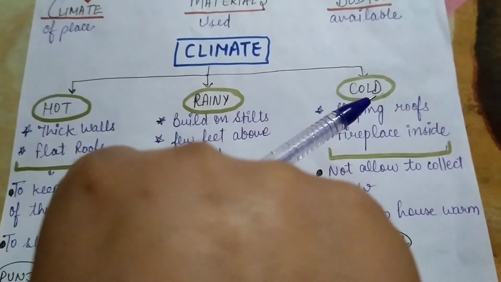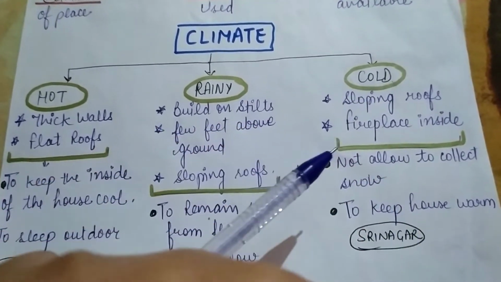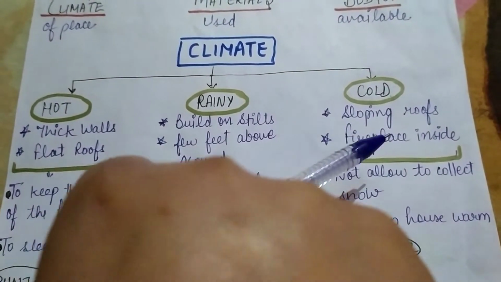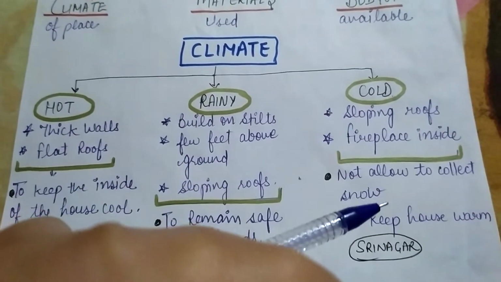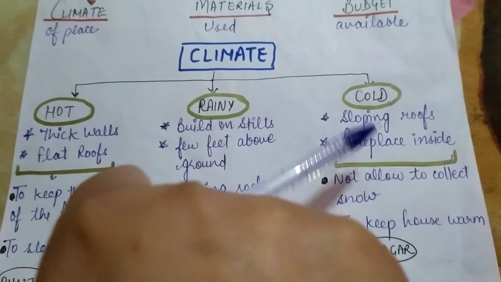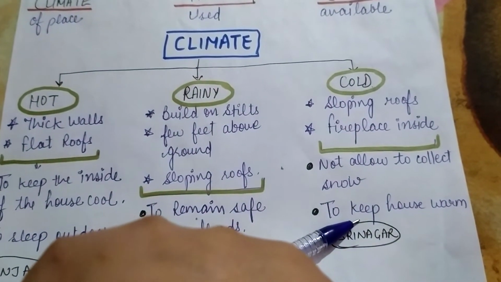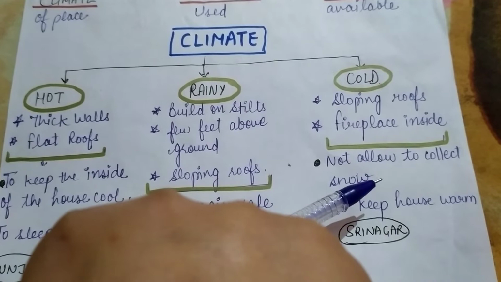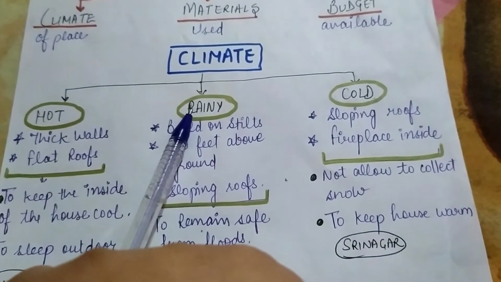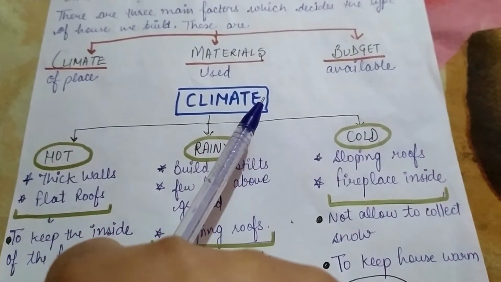Then in the cold climatic regions, the houses have sloping roofs. Again, not to allow snow to collect on their roofs. And they have a fireplace inside. Why? Because to keep the house warm. These types of houses are built in Jammu Kashmir, Srinagar type of areas where the temperature is very low. So students, this was the discussion on the first factor which decides the type of house, that is climate.